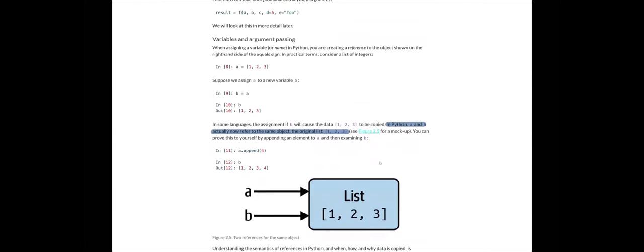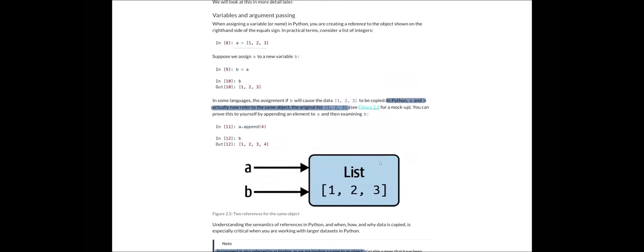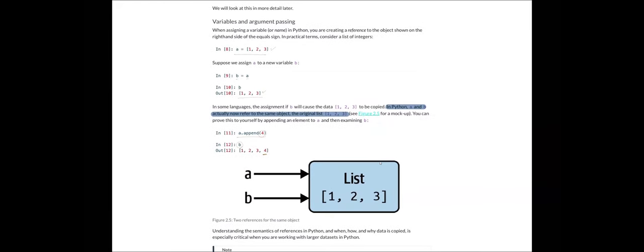And then argument passing is also a very important concept. When you're creating A like this, and then you say B equals A, B actually shows you the same as A. But when you try appending 4 into A, and then you check B, 4 is automatically added to B. Why did this happen? Because this is very different in our kind of language environment. When we do B equals A, this means B is referred to by A, not a copy.